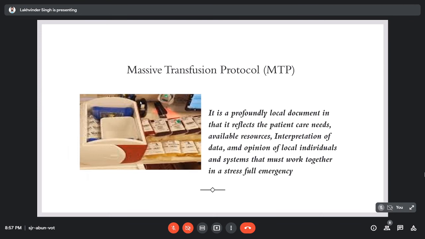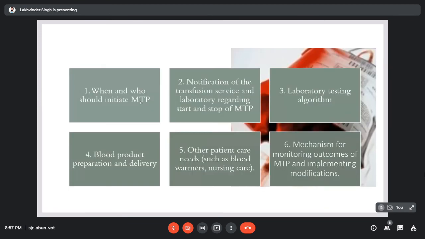So a local document should be there which reflects the patient care needs, available resources, who will interpret the data, and opinion of local individuals, and a system that must work together in a stressful emergency. So the main components are when and who will initiate MTP, notification of transfusion services and laboratories, laboratory testing algorithm, how they will test, which test they will do first, blood product delivery and preparation, other patient care needs like blood warmer, nursing care, and a mechanism for monitoring of outcomes of MTP.